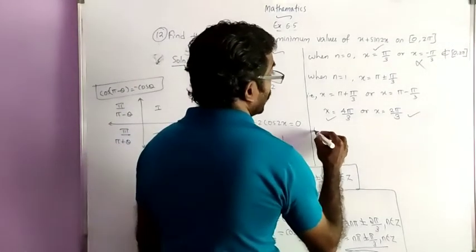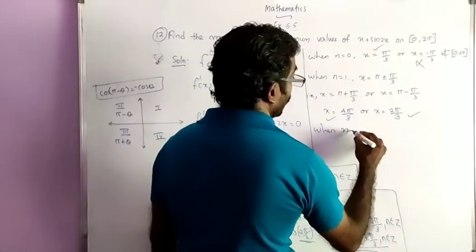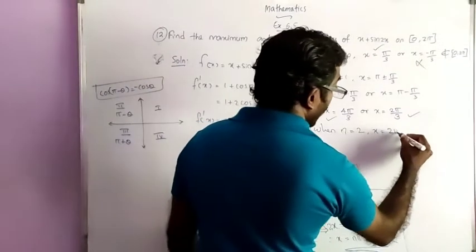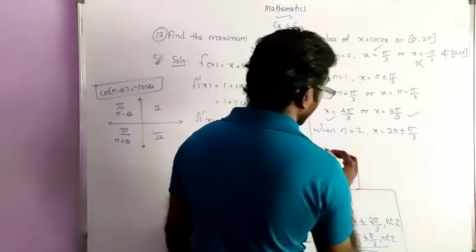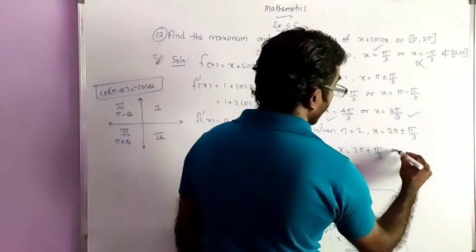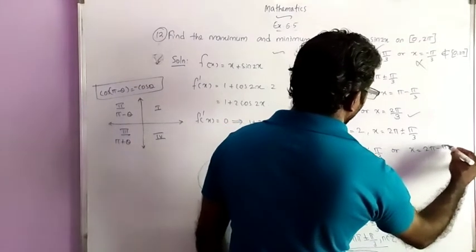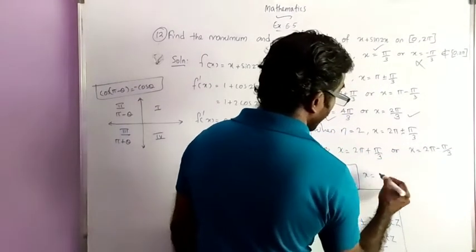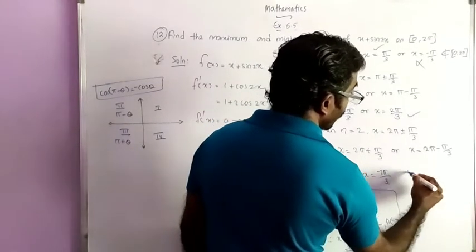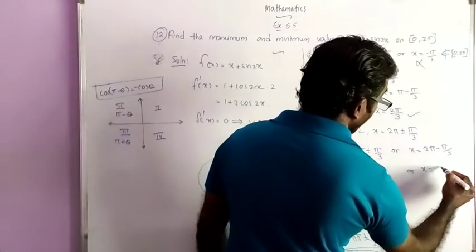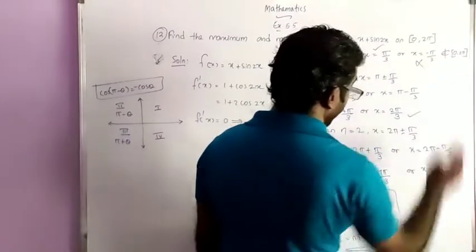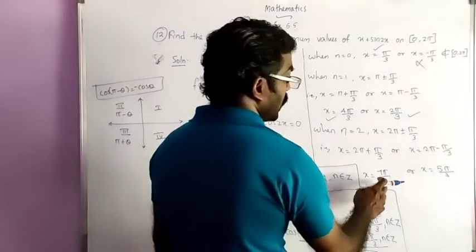Now we can put n equal to 2. When n is equal to 2, x is equal to 2 pi plus or minus pi by 3. That is x equal to 2 pi plus pi by 3 or x equal to 2 pi minus pi by 3. That is x equal to 7 pi by 3 or x equal to 6 pi minus pi, that is 5 pi by 3. Here 5 pi by 3 belongs to 0 to 2 pi, but 7 pi by 3 does not.